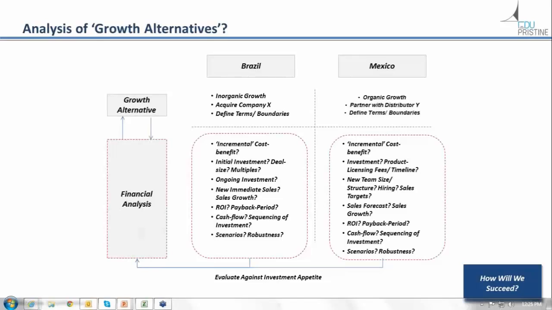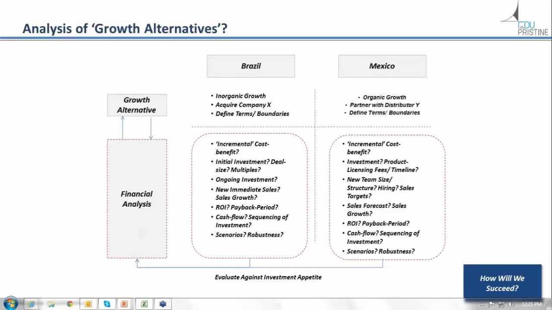And Brazil, Mexico, very different opportunities. It was pretty clear pretty soon that in Brazil the client should be evaluating acquisition targets. In Mexico, there were no attractive acquisition targets, so they should be evaluating how to build their team organically, build their business organically through partnership with distributors. So you can see very different opportunities.